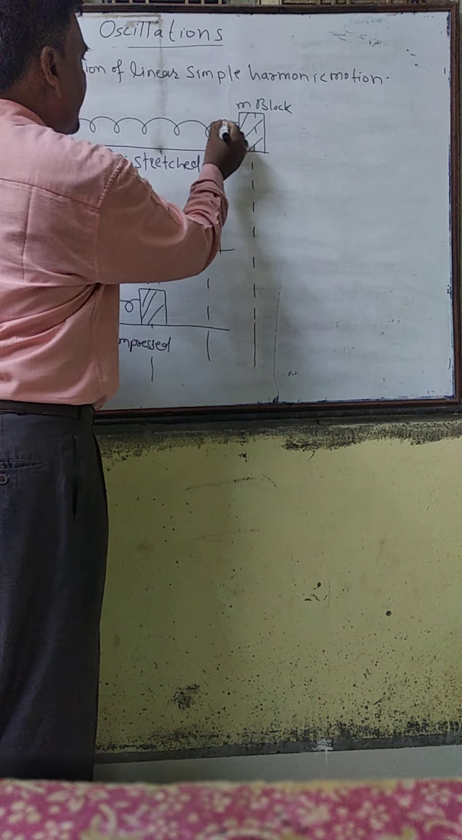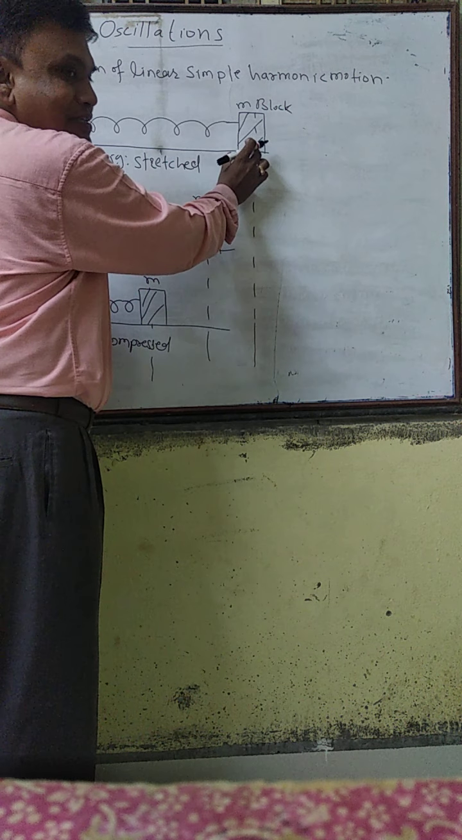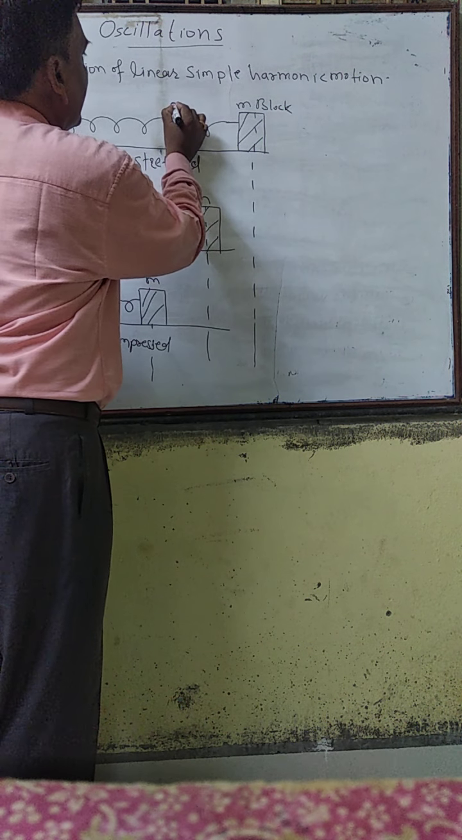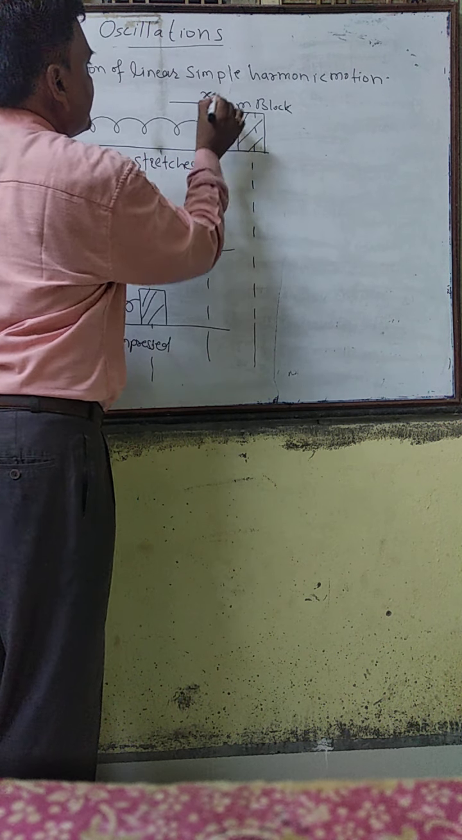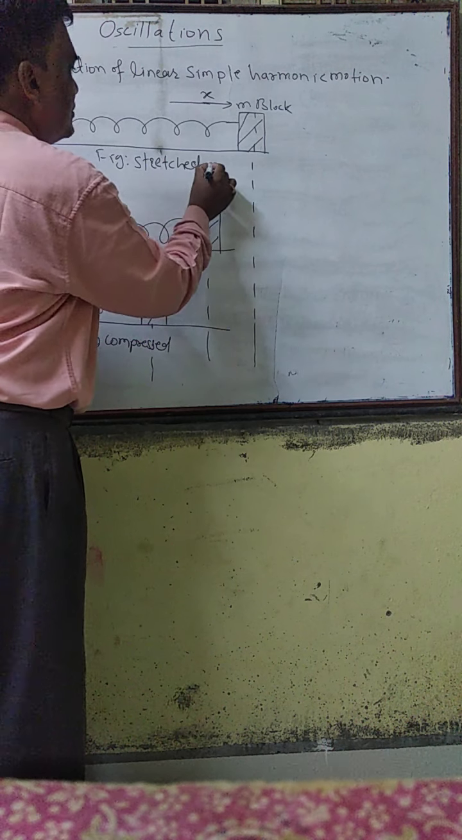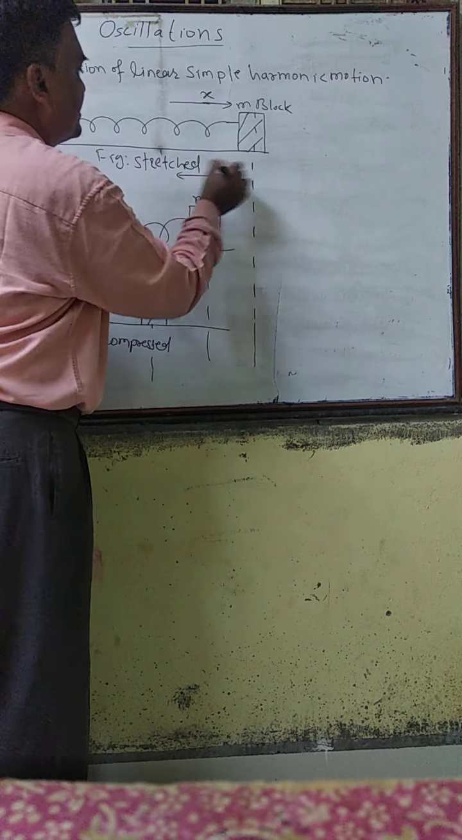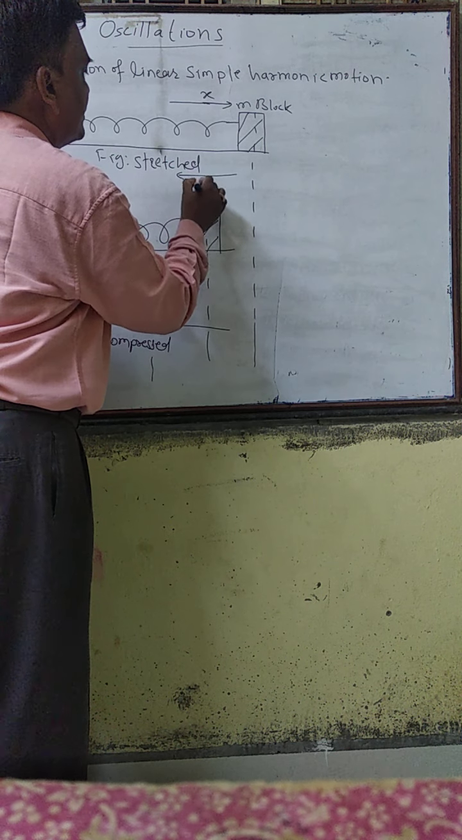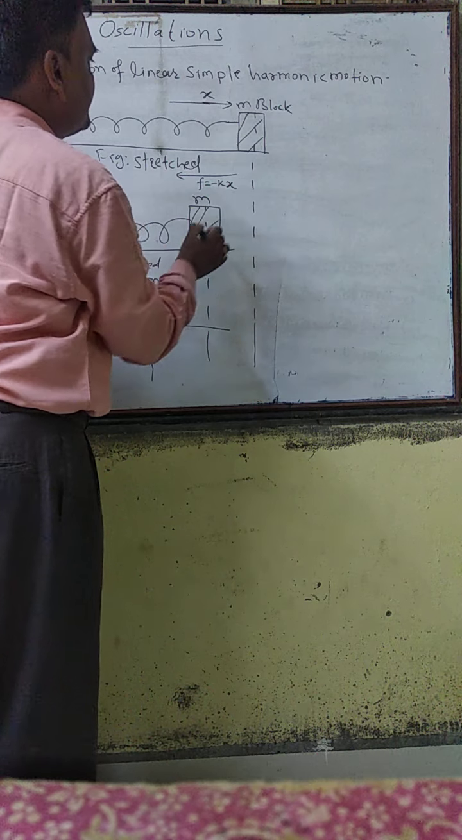Now in this case, when the block is at this stretched position, the displacement of the block is along this direction, and the direction of force is towards the left. F equals minus kx.